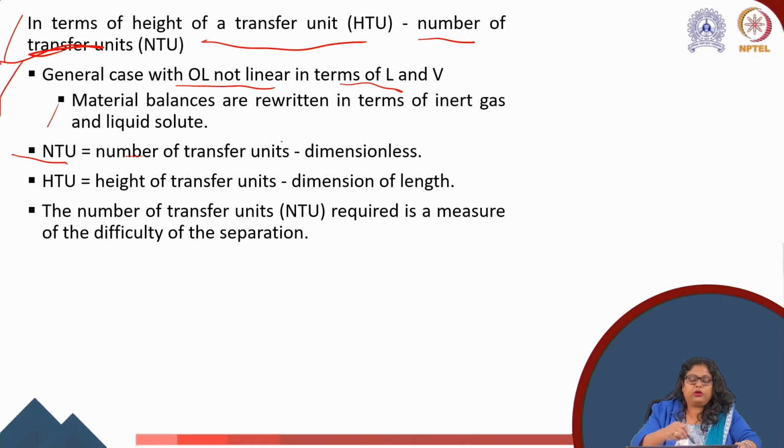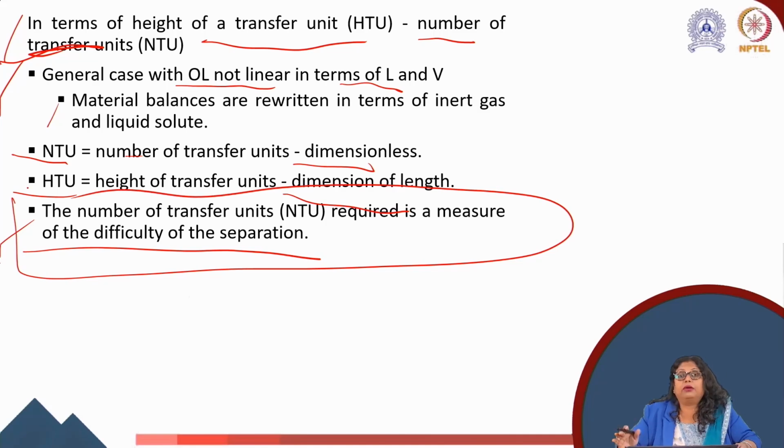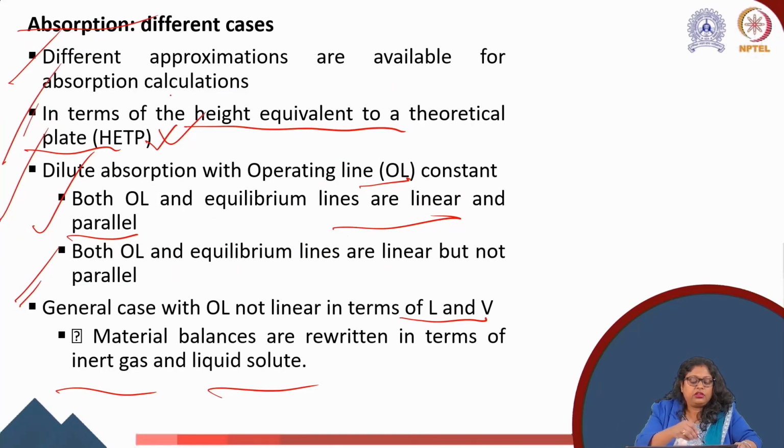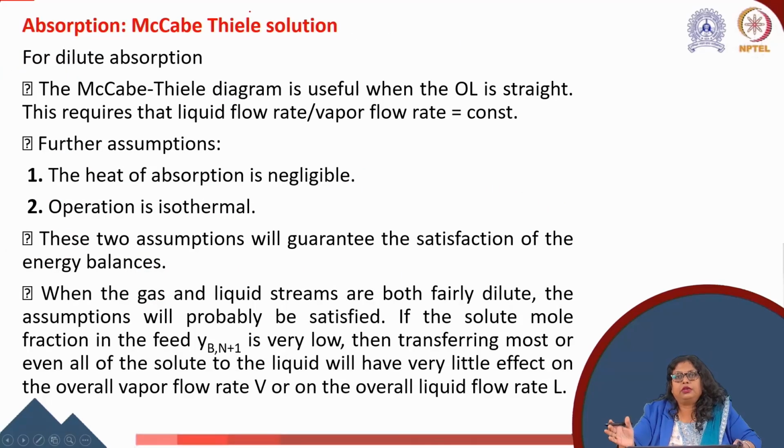NTU is the number of transfer units, which is dimensionless. HTU is the height of a transfer unit, which has the dimension of length. The number of transfer units required is a measure of the difficulty of the separation. So two things: first, the scenario in terms of height equivalent of a theoretical plate was discussed, and second, the scenario in terms of height of a transfer unit or number of a transfer unit. Now we have the McCabe-Thiele solution.